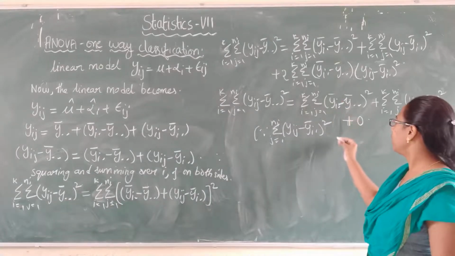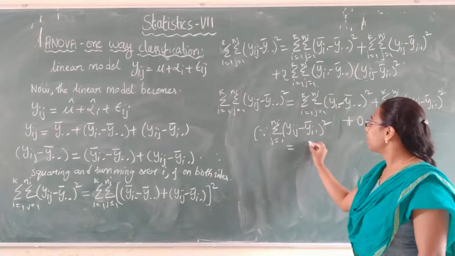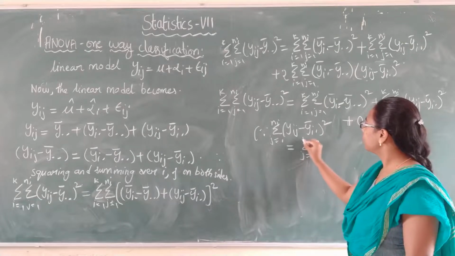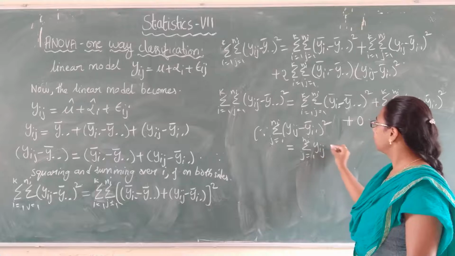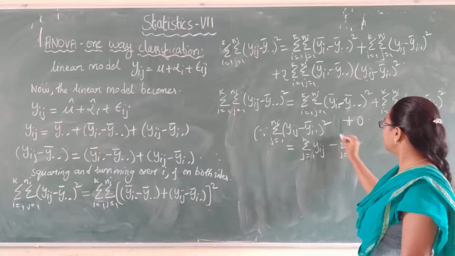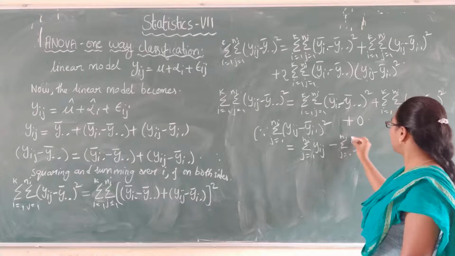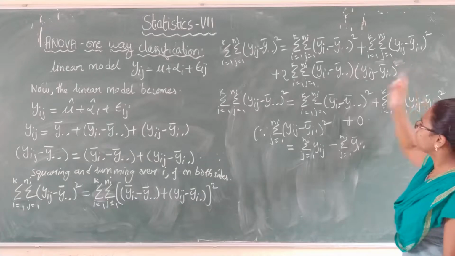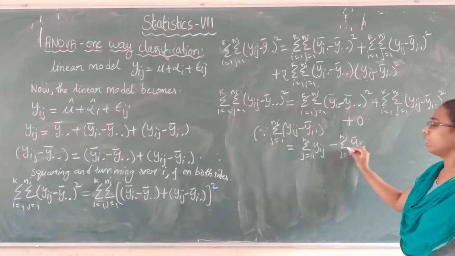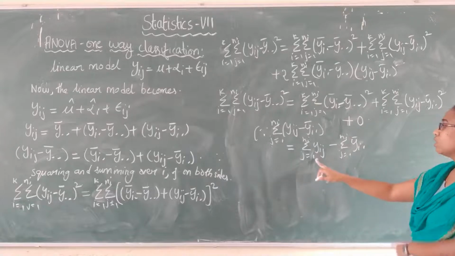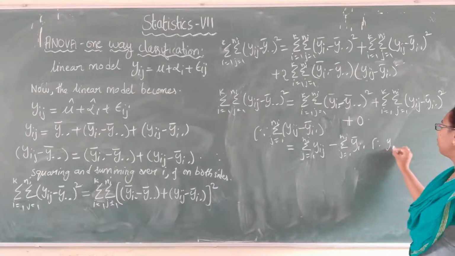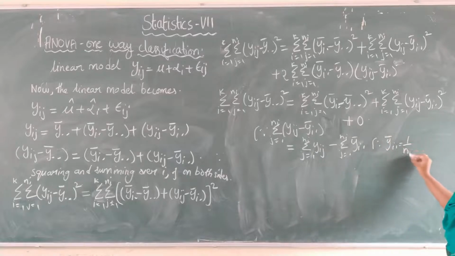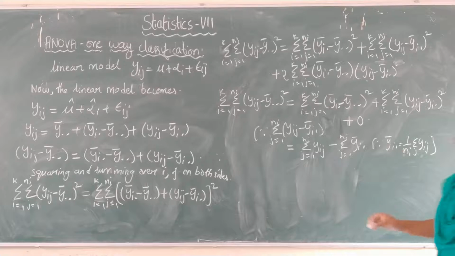If you don't remember, I'll just simplify this one. So apply the summation inside. That is summation over j equals 1 to ni of yij minus summation over j equals 1 to ni of yi dot bar. Sorry, the square is not there here. Now after applying summation inside, we have the formula for yi dot bar as 1 by ni summation over j yij. So in place of summation over j yij, I can write ni into yi dot bar.